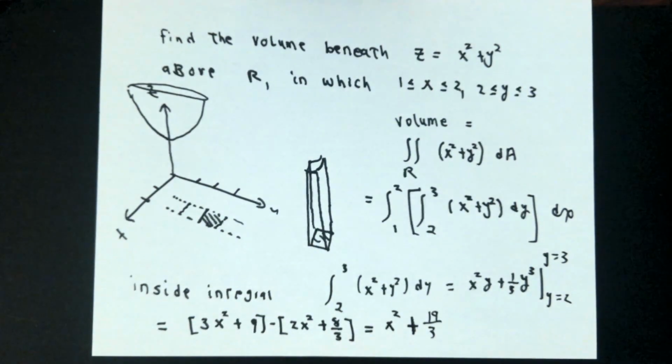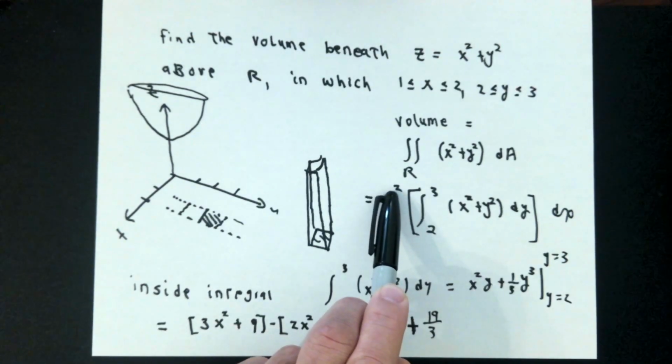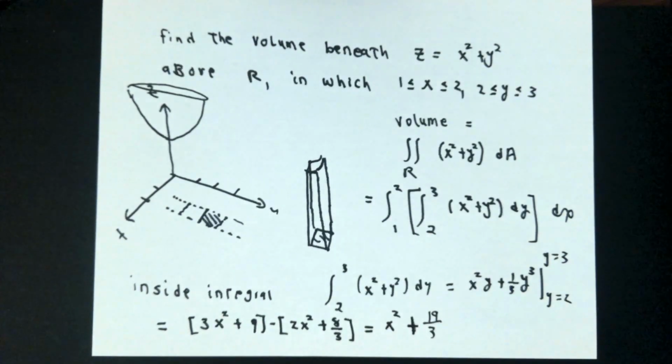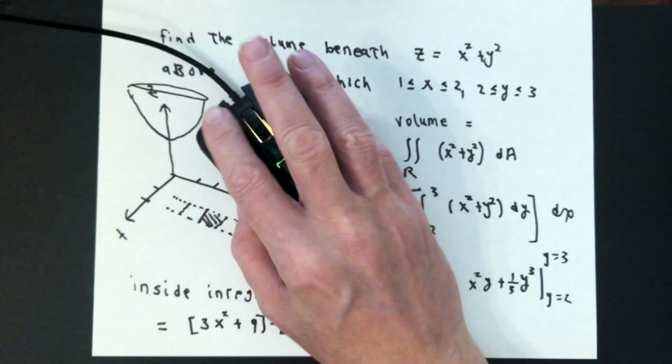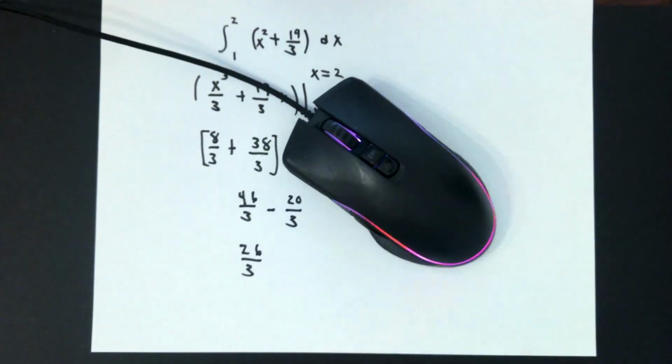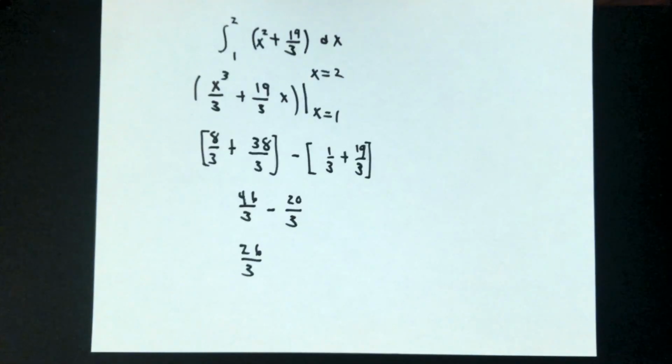After finding the inside integral, we have to integrate this, x squared plus 19 thirds, from x equals 1 to x equals 2. The result will be the volume that we're after. However, this integral is straightforward to do. After the calculations are done, we find out that the volume is 26 over 3.